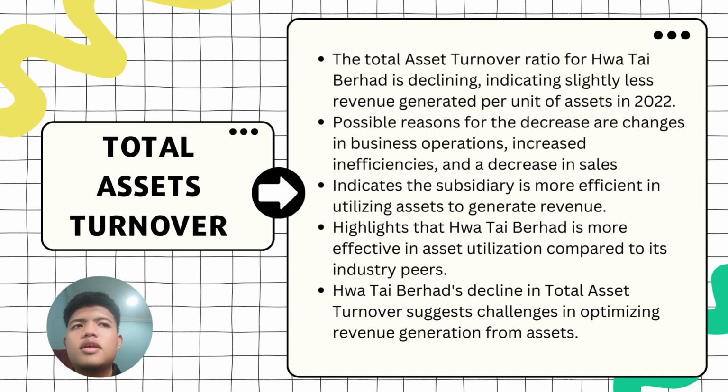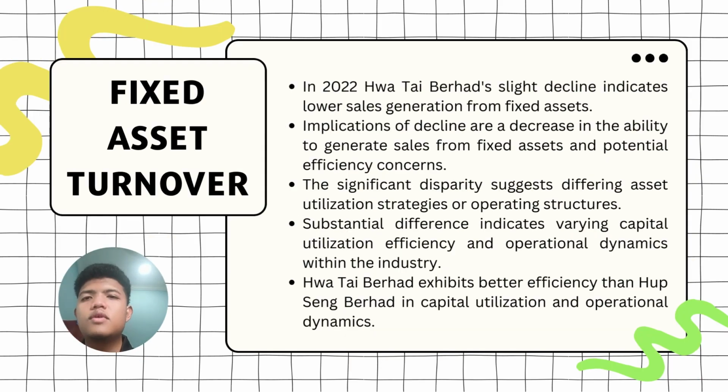This highlights that Watai Berhad is more effective in asset utilization compared to its industry peers. Watai Berhad's decline in total asset turnover suggests a challenge in optimizing revenue generation from assets. For the fixed asset turnover in 2022, Watai Berhad's slight decline indicates lower sales generation from fixed assets. Implications of the decline are a decrease in the ability to generate sales from fixed assets and potential efficiency concerns. The significant disparity suggests differing asset utilization strategies or operating structure.